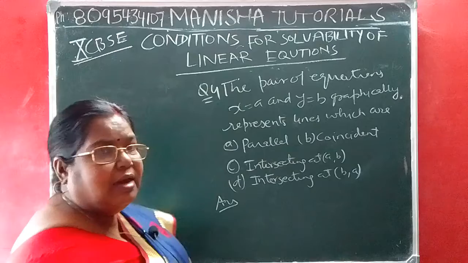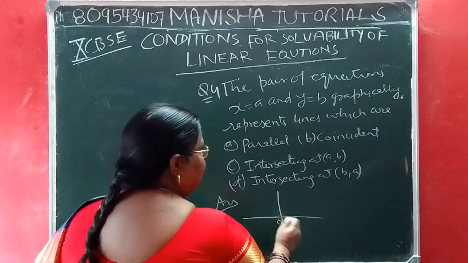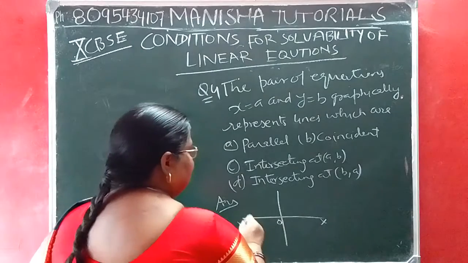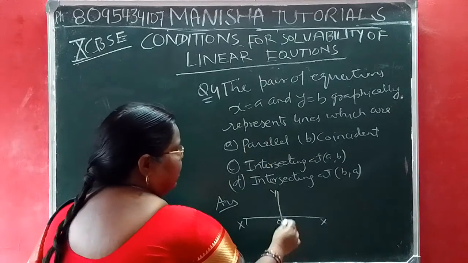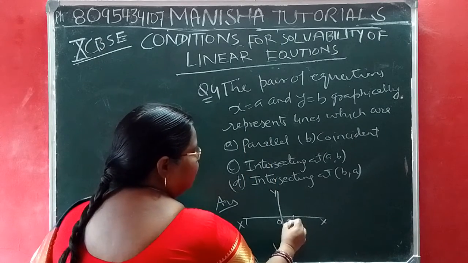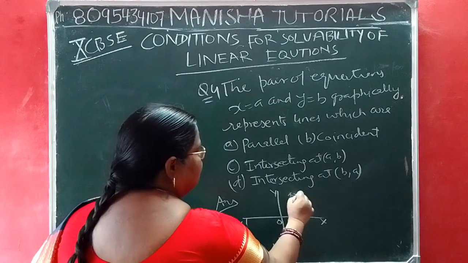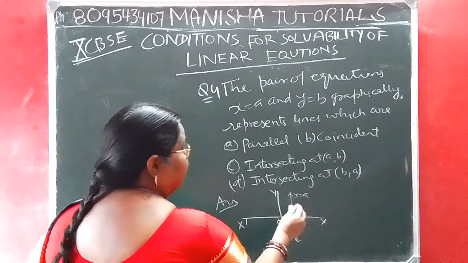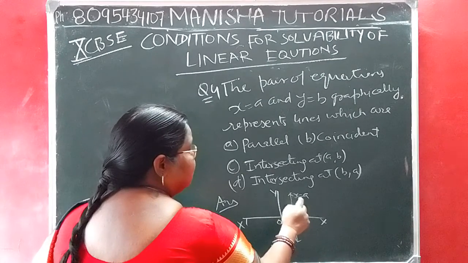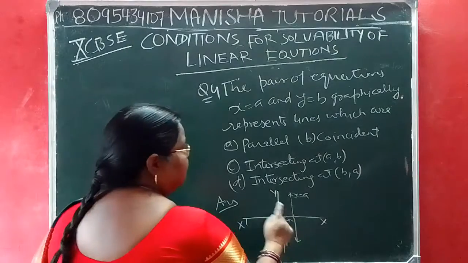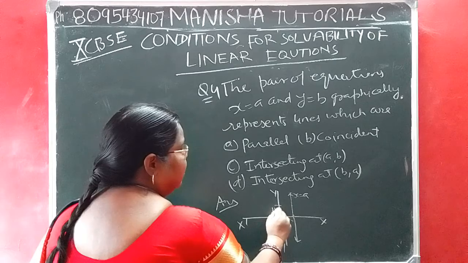For the answer, I am saying you should honestly draw it on the Cartesian plane. X' and Y' axes. Here x = a, suppose at a distance a; the graph will go parallel to the y axis. This is the equation of a line parallel to the y axis, x = a. From here to here is distance a. Here y = b, positive b, from here to here b. Keep in mind.